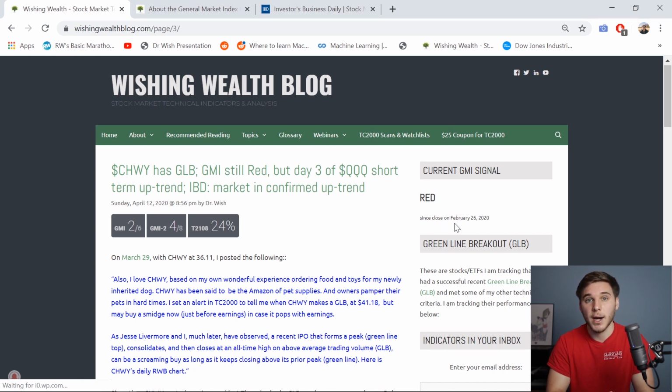And I'll put up a chart right now that shows the historical performance of the market versus the GMI, to show you how when it's red, you want to be in cash, or there could be a serious crash like 2008 or what's going on right now. So that is the GMI.